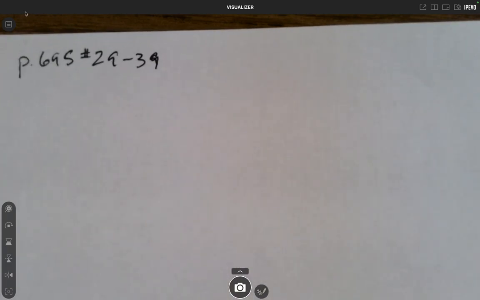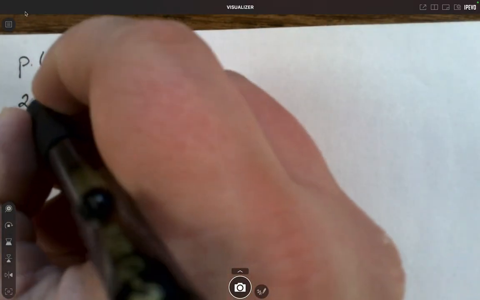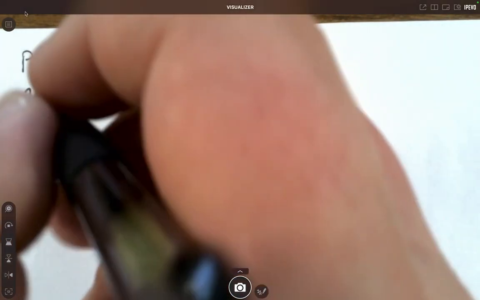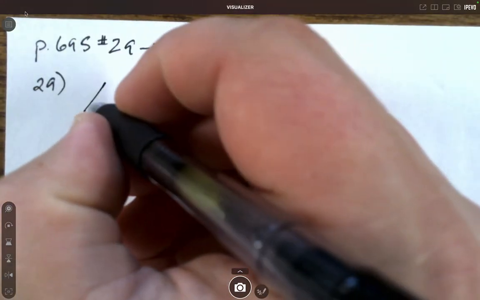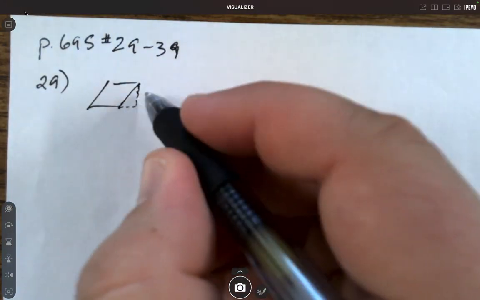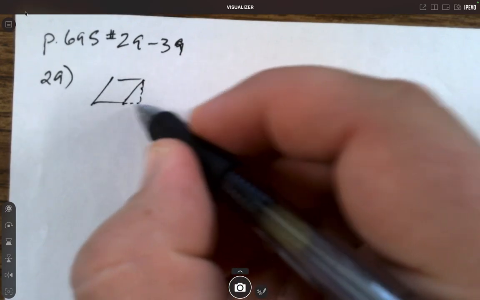Okay, good. That seems focused. 29, I'm assuming you have your book open. I'm not going to keep flipping back and forth between pictures of the book and this. It's a parallelogram. I'll just do a rough sketch. These are dotted lines right here, over here to the side.